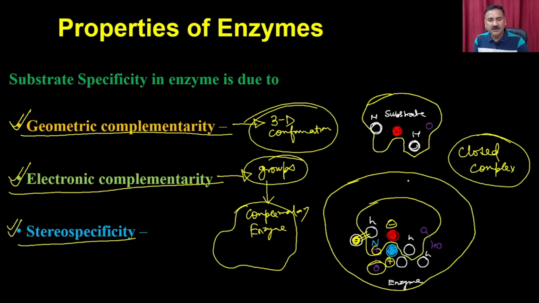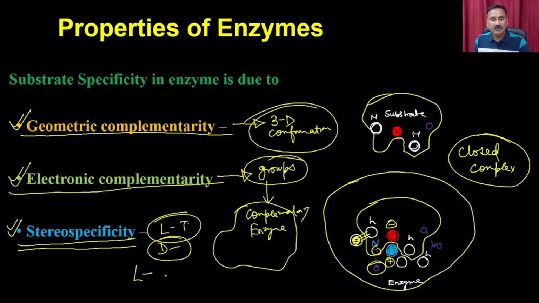Then we have the stereospecificity. Stereospecificity means the enzyme can also recognize the L type of molecules or the D type of molecules. You know that we have two different types of stereoisomers, L type isomers or D type isomers. Mostly the enzymes which are working in the biological system are always recognizing the L type of isomers, right? Because the D type of isomers is not very common in the biological system.